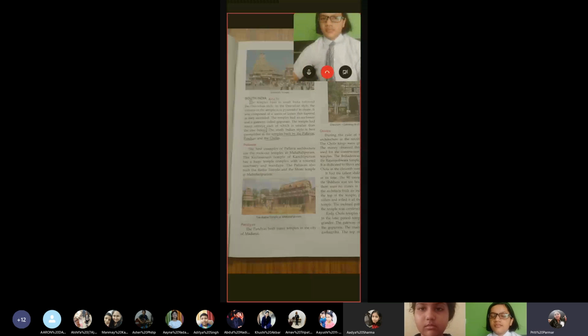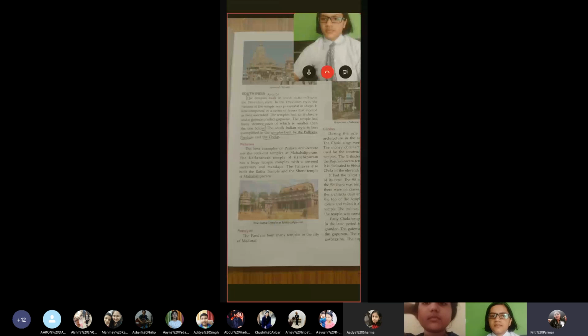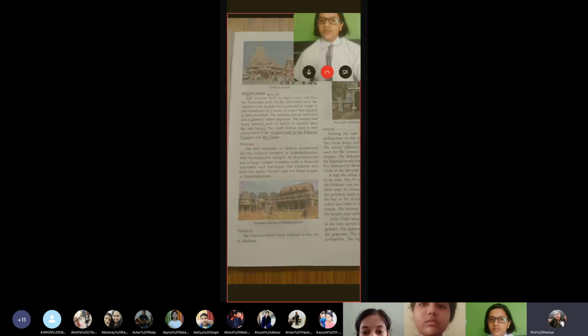So this was the Dravidian style. Now the temples had an enclosure and a gateway called Gopuram. Now these also had Gopuram. These had Vimana instead of Shikhara, and these had enclosures. The northern temples did not have any enclosures, whereas these had enclosures. Now the temple had many stories, each of which is smaller than the one below. So since they are tapering at the top, they had stories built, and each story was in a lesser space than the one below it.